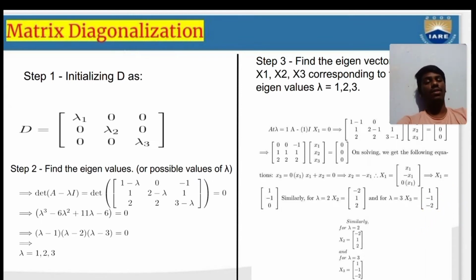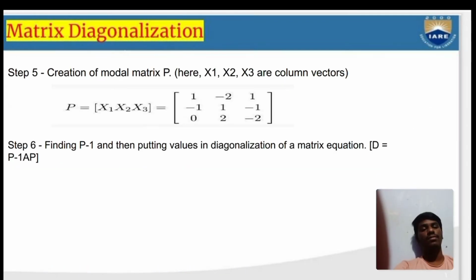For lambda equal to 1, we got 1, minus 1, 0. For lambda equal to 2, we got minus 2, 1, 2. And for lambda equal to 3, x3 is equal to 1, minus 2, minus 3. These are the values of the eigenvectors corresponding to the eigenvalues 1, 2, 3.